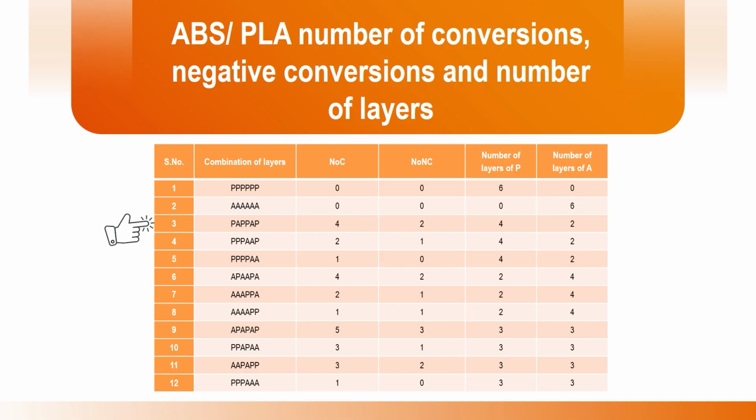Now see the third case: first layer P, then A. So this P to A is one conversion. Then A to P, second conversion. P to P, no conversion. P to A, third conversion. A to P, fourth conversion. So the number of conversions is 4.